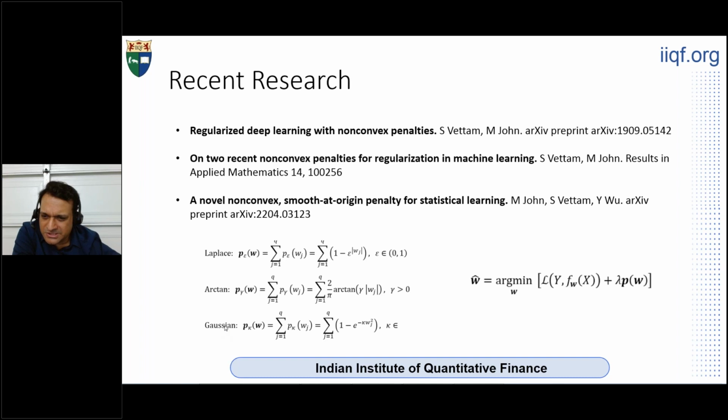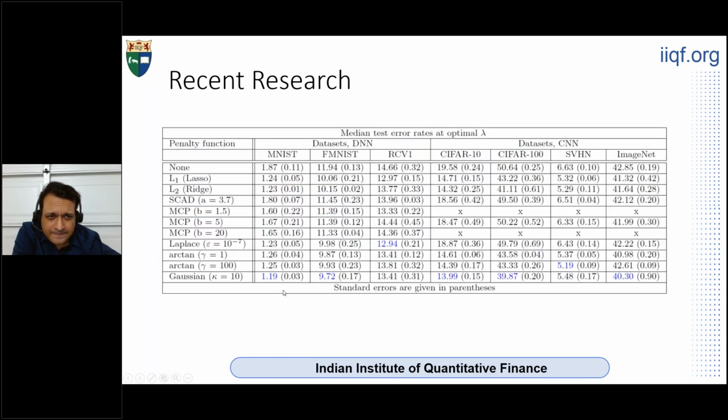This Gaussian one is the latest paper that we wrote, and it's another variation of this function, 1 minus e to the minus. As some of you might remember, this is like the Gauss normal distribution term, right? E to the minus k w square. So these are the Gaussian parameterization. And I think I put a table. Yeah, this is a table from the paper. Okay, let me pull it down here.